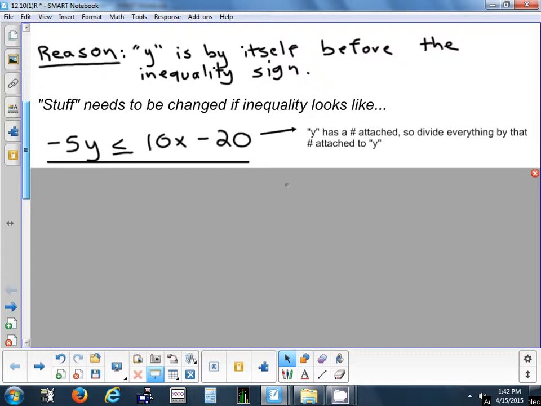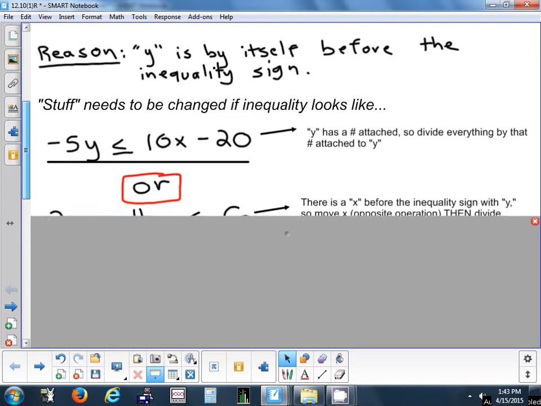Y is not by itself, right? Y has negative 5 attached, like Vaughn just said. So divide everything by that number attached to y. I'm going to divide everything by negative 5, not just this, everything. We're going to divide everything in the problem by the number attached to y. You already have that written on your sheet.